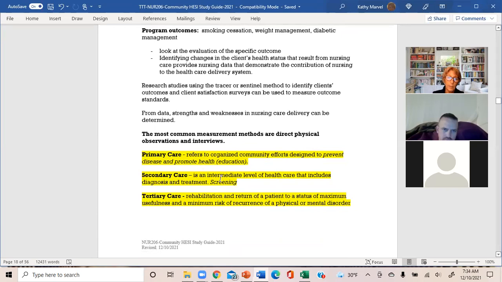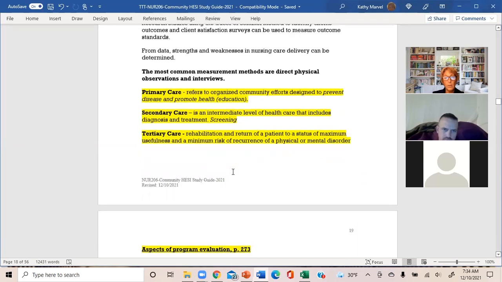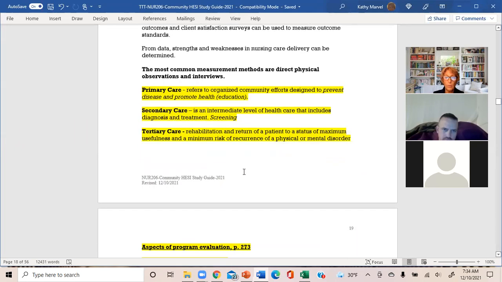I highlight this because I think this is a good summary of primary, secondary, and tertiary. Primary is to prevent disease. Secondary is the intermediate level of health that includes diagnosis and treatment, screening, early identification, early intervention. And then tertiary is rehabilitation and return of the patient to the status of maximum usefulness, minimum risk.